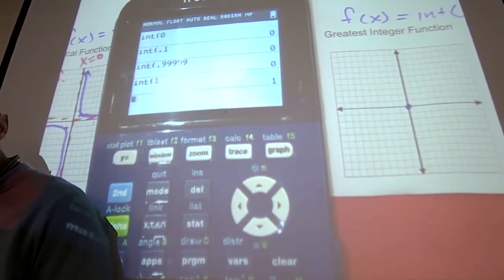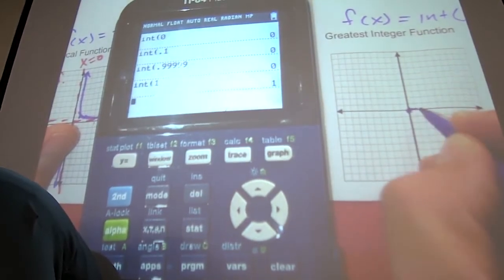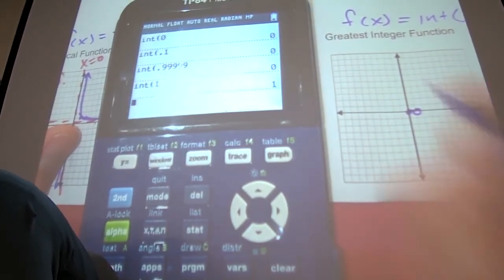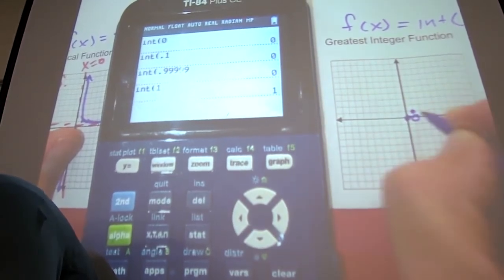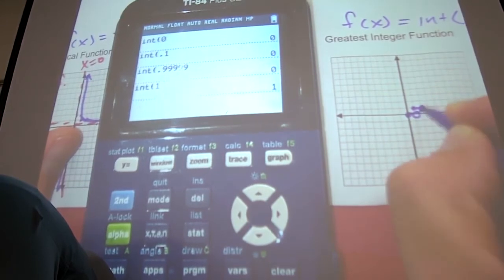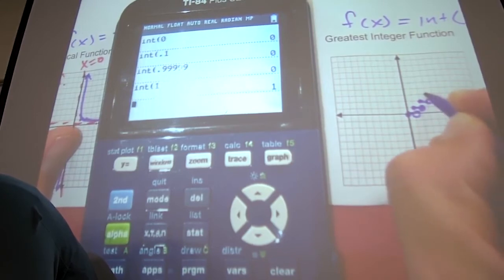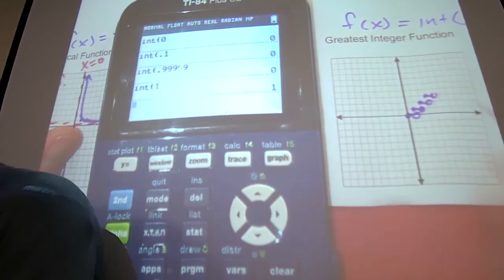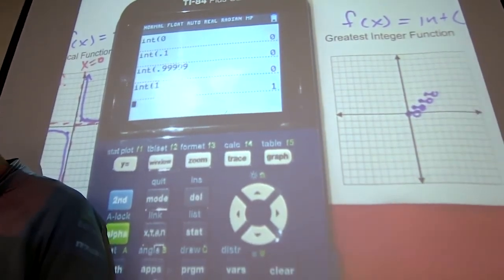And then if I go to the next one, if I go to 1, the answer is 1. So what that looks like is it goes straight across, but then at 1, it's an open dot. And then it hops back up to 1, 1. And now that's a solid dot. And it goes straight across, and it hops up. It's open dot. Hops up to 2, 2. Goes straight across, open dot, hops up to 3, 3. And it looks like that. Okay? So it just follows that pattern.